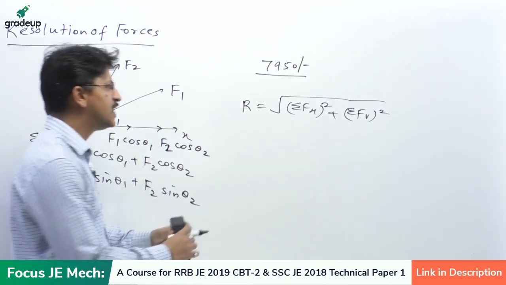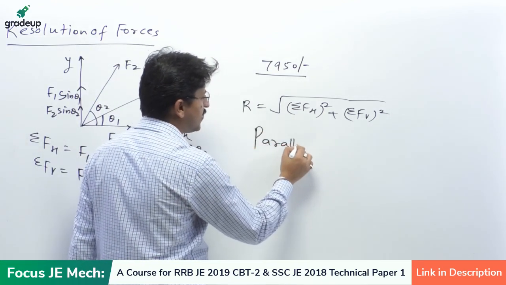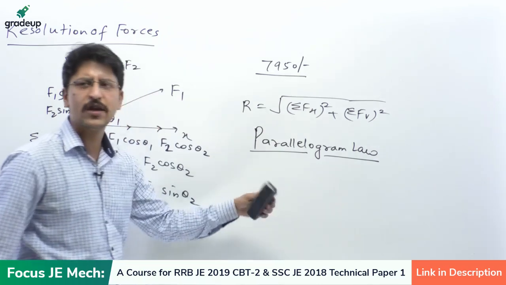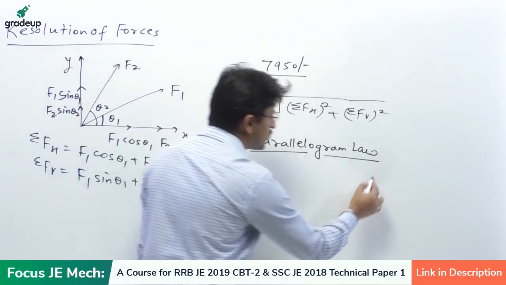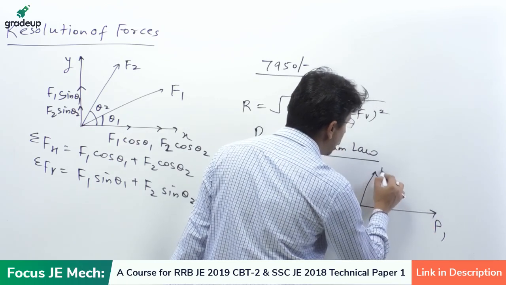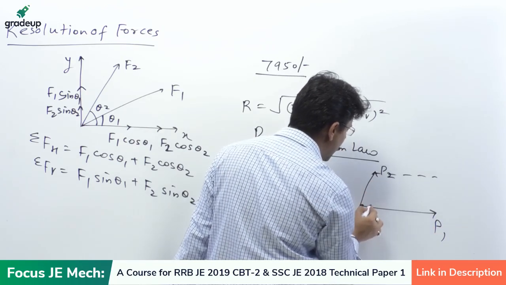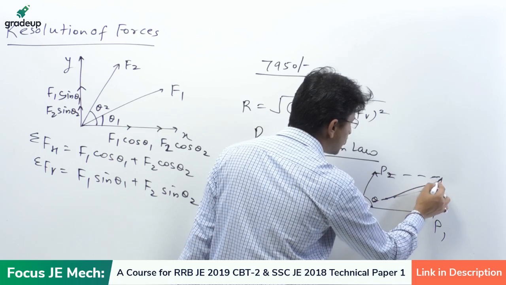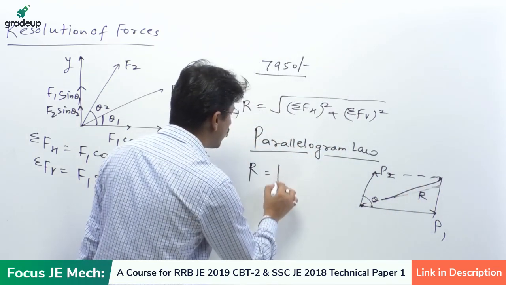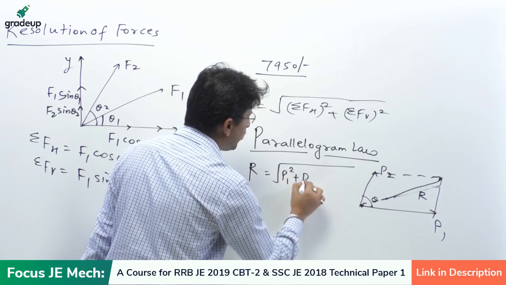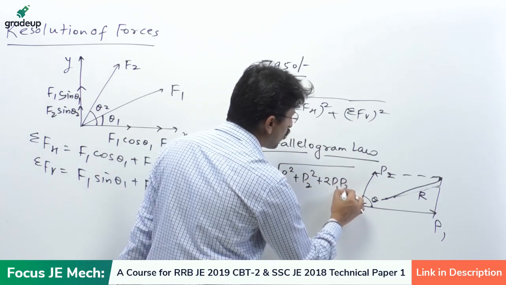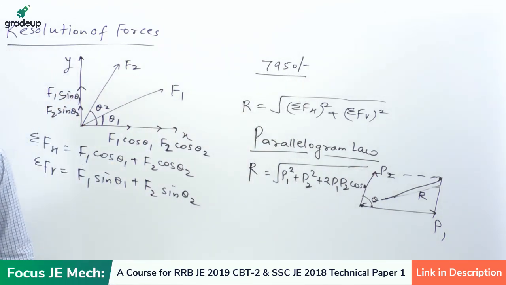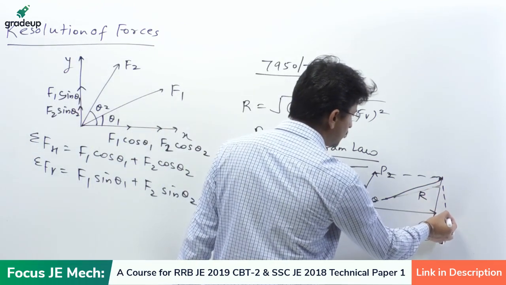Is this clear? The second thing is one important law we discussed, the parallelogram law for forces, for finding the resultant. If there are two forces P1 and P2 at an angle of theta, their resultant is the diagonal, and it is given by R is equal to the square root of P1 squared plus P2 squared plus 2 P1 P2 cos theta. Clear? 2 P1 P2 cos theta. Yes or no? Correct? Okay.